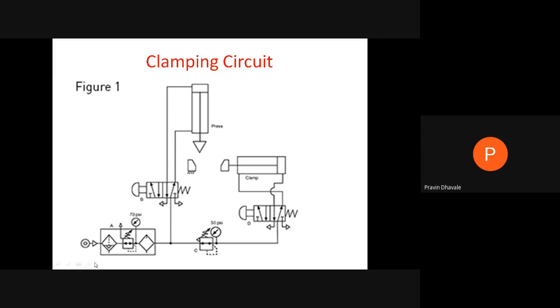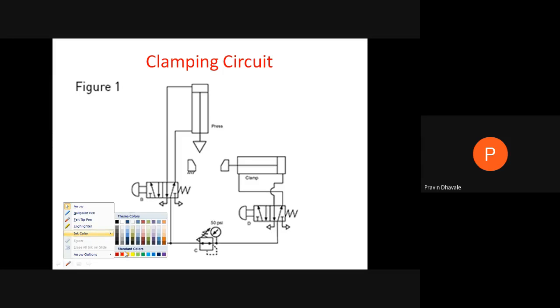Hello, or can I repeat? Yes, sir. Here, we will try to explain by using the highlighter.